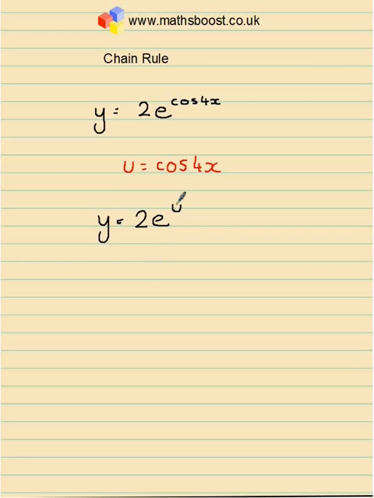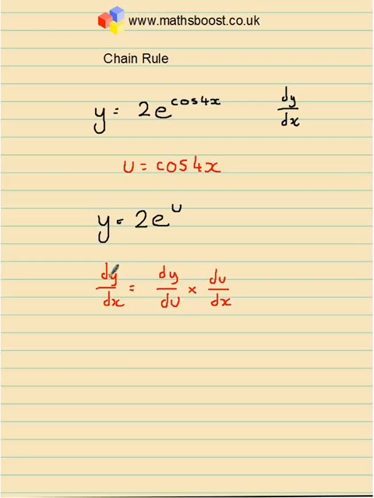However, this is in terms of u, and what we are seeking, although I didn't write the question up here, is to find dy over dx, and this isn't x. So in that respect, we've got a problem. How we're going to overcome this problem is by understanding that dy over dx is exactly the same as dy over du multiplied by du over dx. It achieves the same thing.